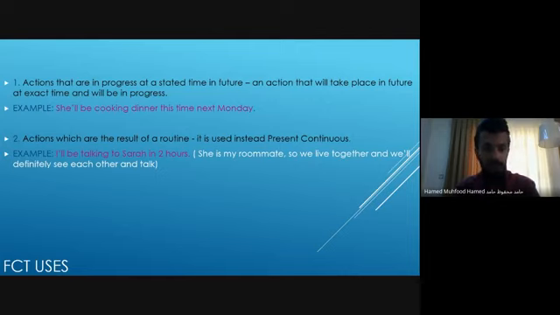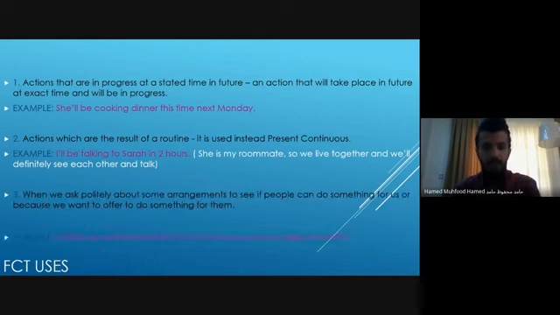So this is the result of a routine. So the second use of the future continuous tense is to speak about actions that are the result of a routine. And it's used instead of present continuous tense in this case.